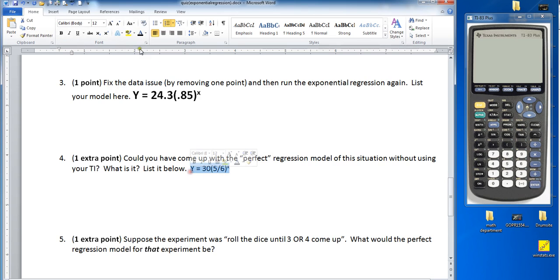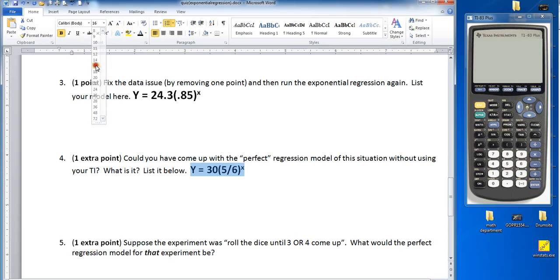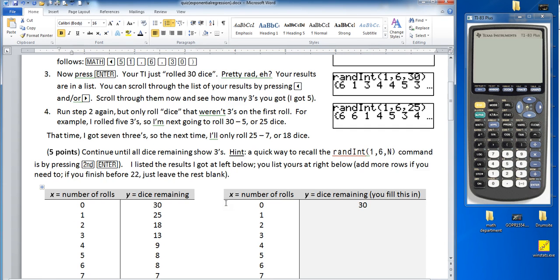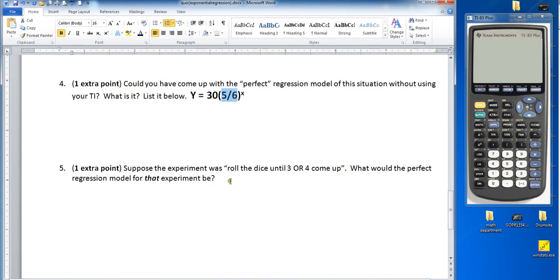So the perfect model, where you're shooting for that extra point, is 5/6 to the x power, because you're going to leave 5/6 behind if you keep rolling until you get threes. There's a 5/6 chance you won't get threes. Just to satisfy my curiosity, I will graph that right here: 30 times 5/6 to the x power. I press graph, boom, and if I turn the plot off, you'll see how close the two models are. They're beautiful. A little bit noisy in the beginning, but they fall into line pretty nicely.